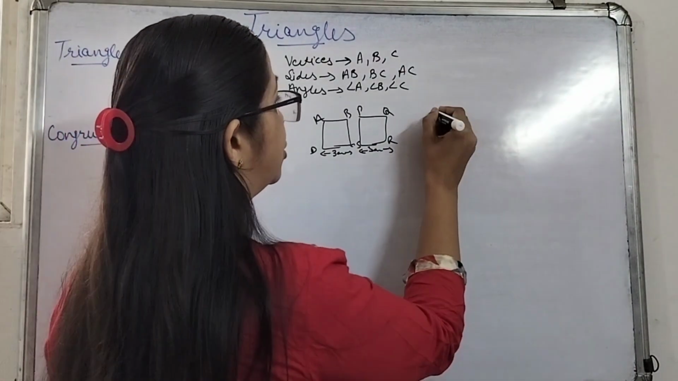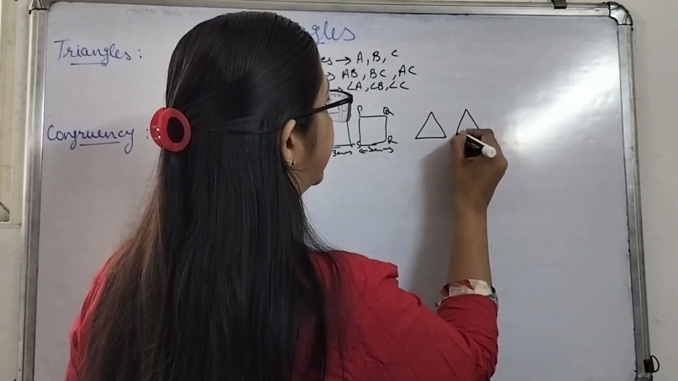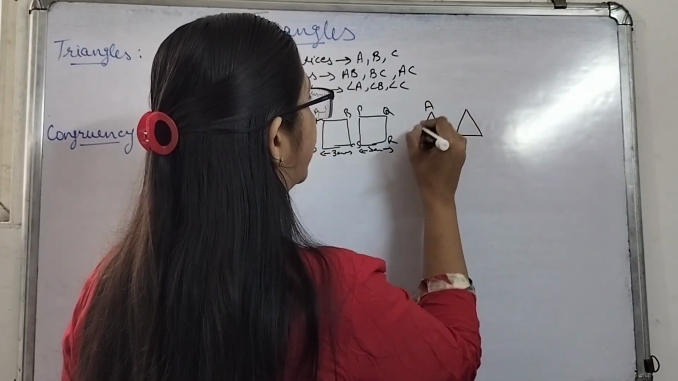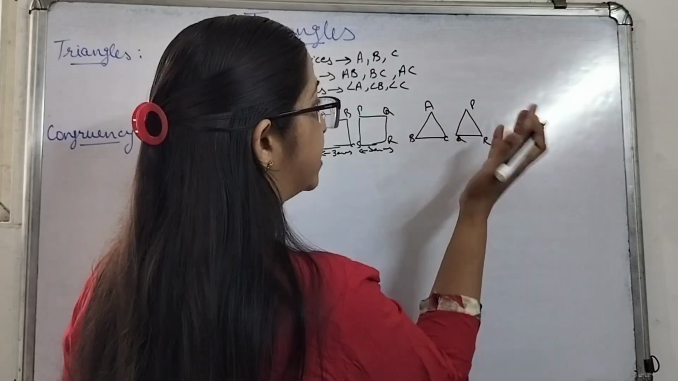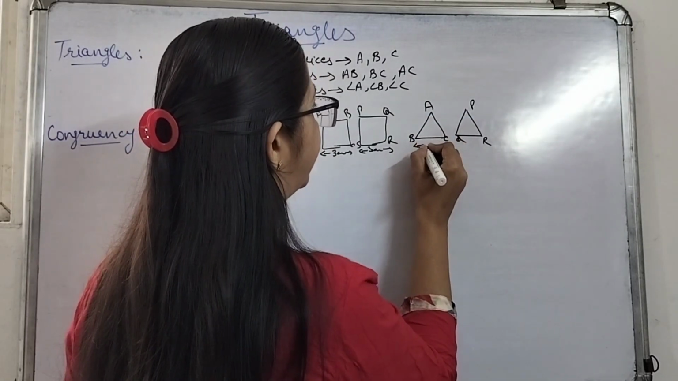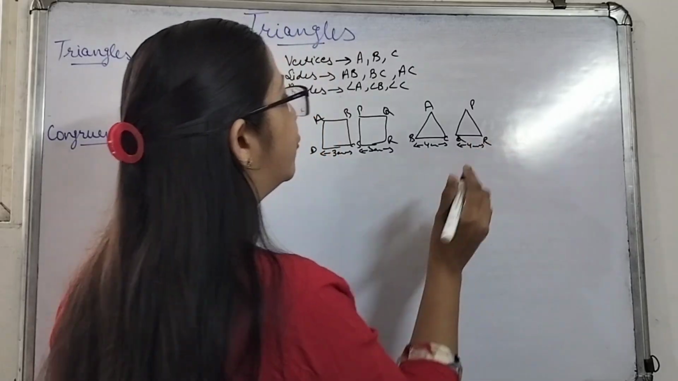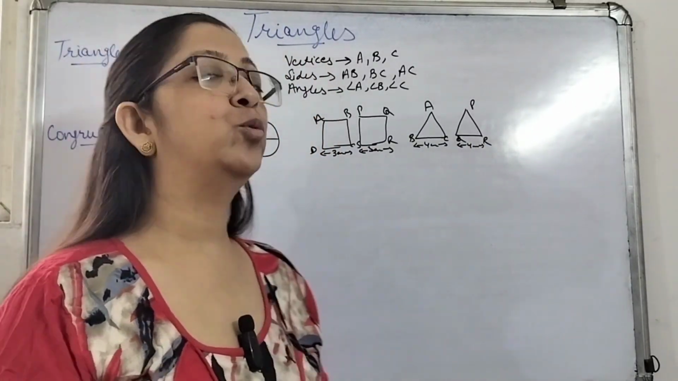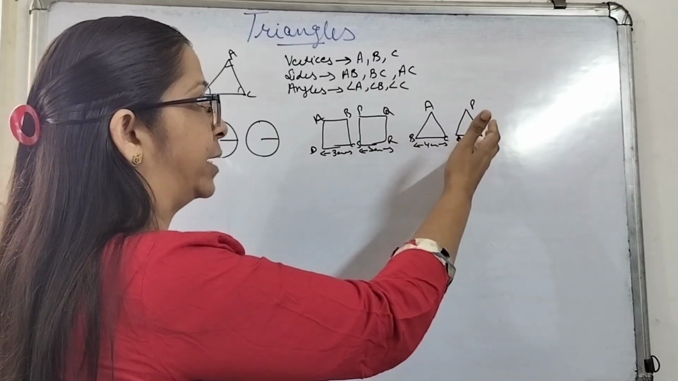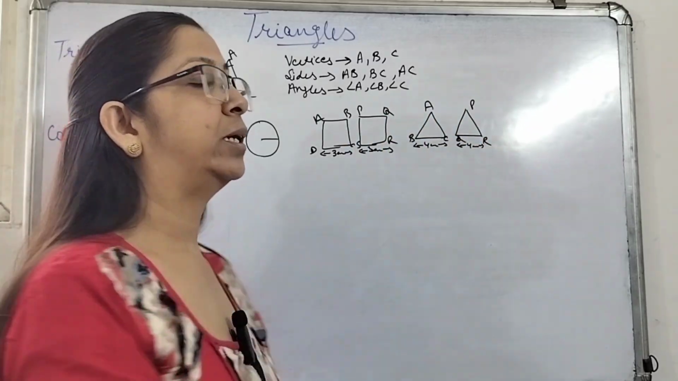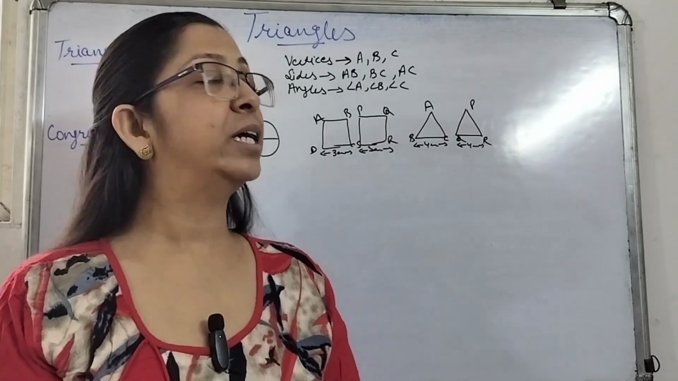Similarly, if I take 2 equilateral triangles with the same sides, this is your triangle ABC, this is your triangle PQR, and these are equilateral triangles. If the side of both the equilateral triangles is 4 centimeters, then these 2 triangles will be congruent. That means if I cut these 2 triangles and keep one over the other, they will be exactly overlapping each other.